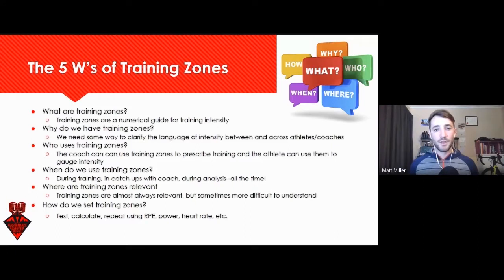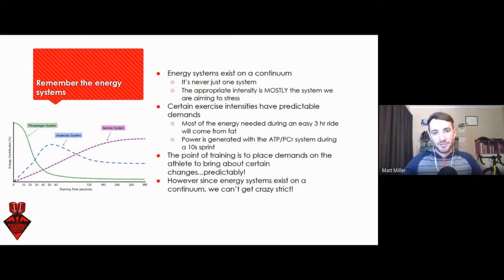And then we'll talk about, we have our 6 W's that we always have in the podcast, right? It's not even a W, it's an H. So we're going to talk about how we set training zones. There's a zillion ways to do it. We're going to talk about why we use what we use. So just as a refresher, we need to talk about energy systems, because that's pretty much what training zones are representing. So Will, do you want to give us a quick overview of what you talked about with energy systems?